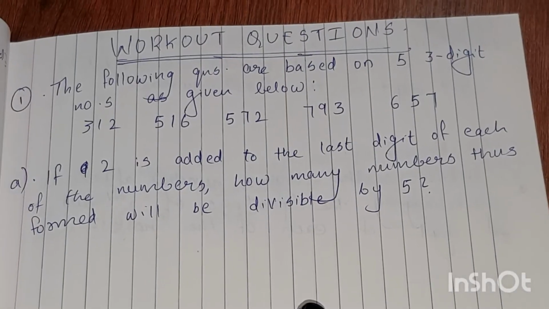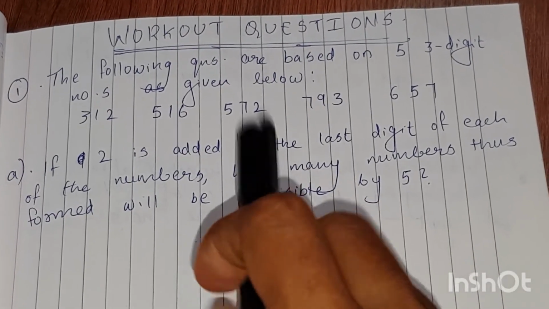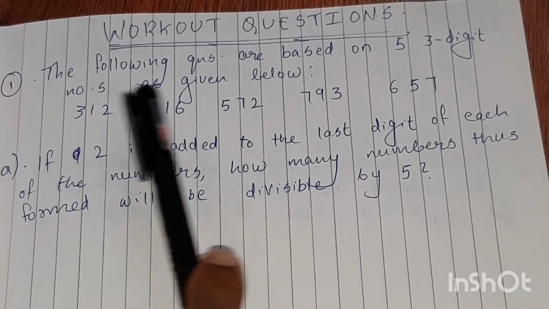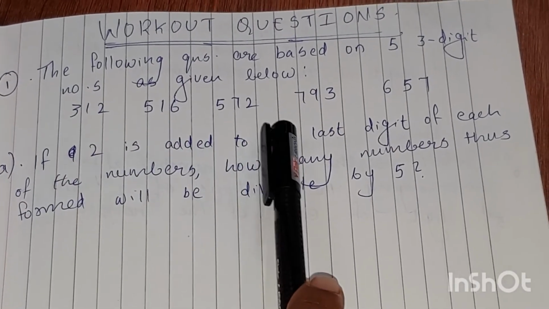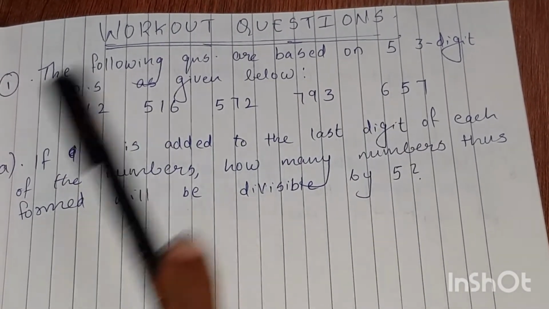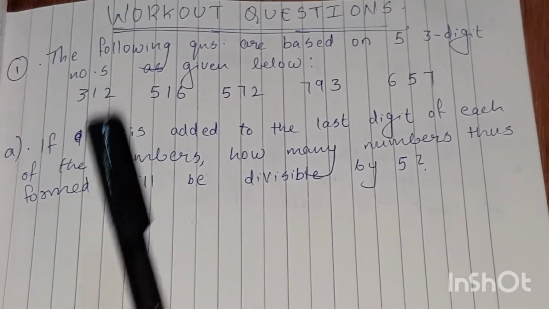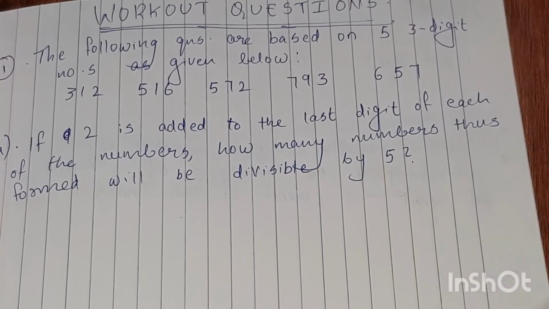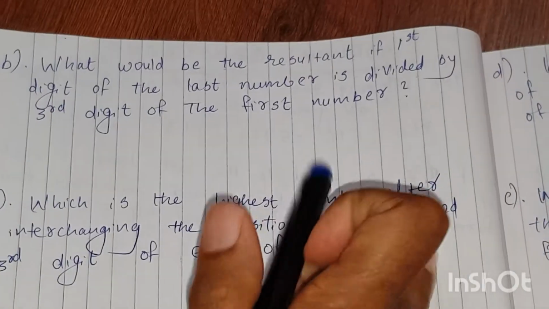Understood? Going to the workout question. First question is, the following questions are based on 5 3-digit numbers as given below: 312, 516, 572, 793 and 657. The first sub-question is, if 2 is added to the last digit of each of the numbers, how many numbers thus formed will be divisible by 5?